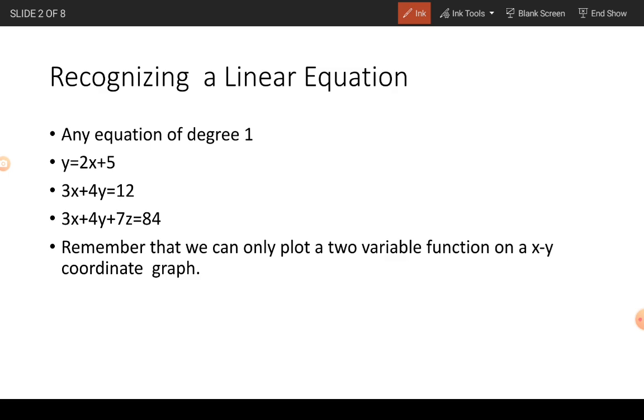So any equation which has a degree of 1 will be a linear equation. I have noted down a few examples of linear equations. y equals 2x plus 5, 3x plus 4y equals 12, 3x plus 4y plus 7z equals 84, and so on. These are all examples of equations with degree 1. I hope you remember how to find the degree of an equation.